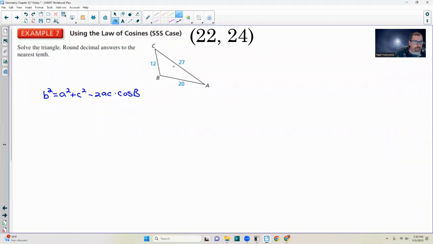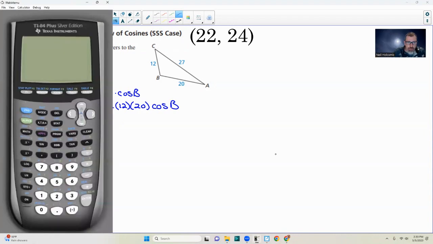Substitute the givens. B is 27, so 27 squared equals A, which is across from A, 12. 12 squared plus C, 20 squared minus 2 times A times C times cosine B. Okay, so again, let me get my trusty calculator out.